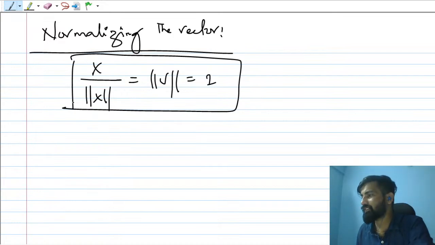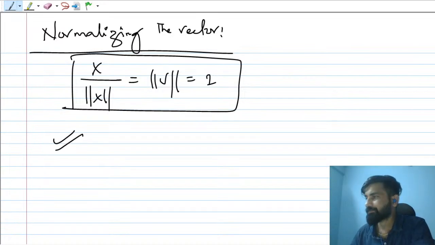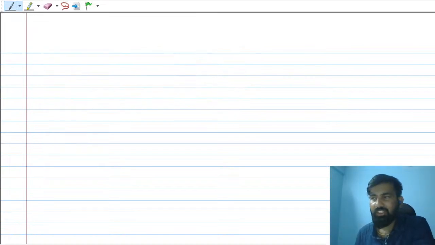Okay, I hope this makes sense to everyone. So normalizing the vector is nothing but dividing the vector by its norm. Okay. Now the question is how to find the dot product of two vectors.